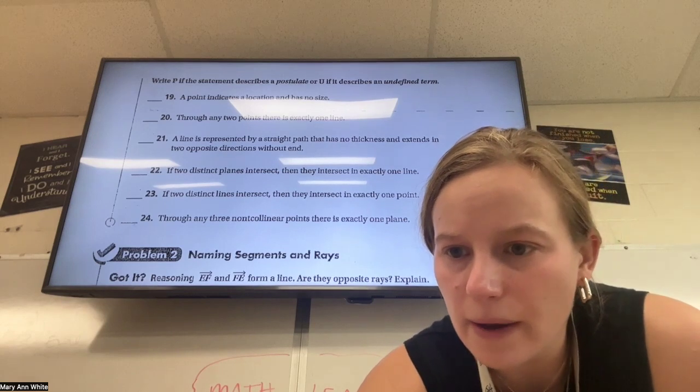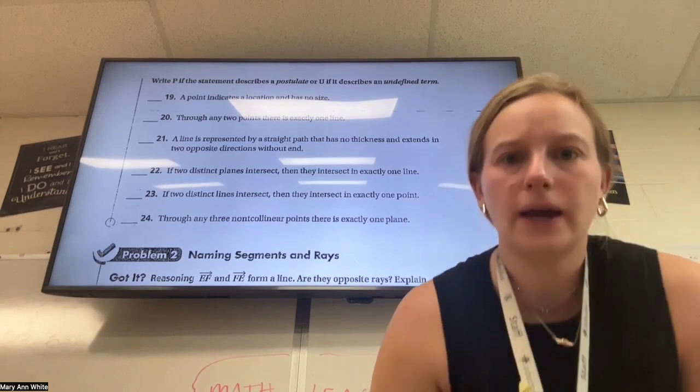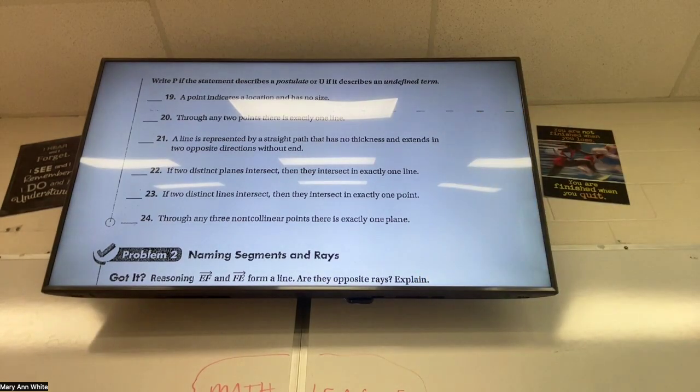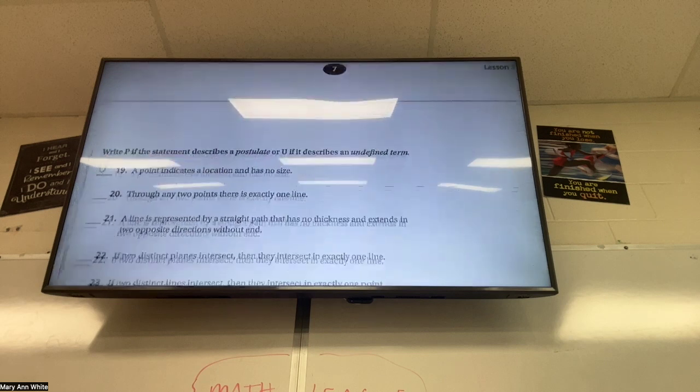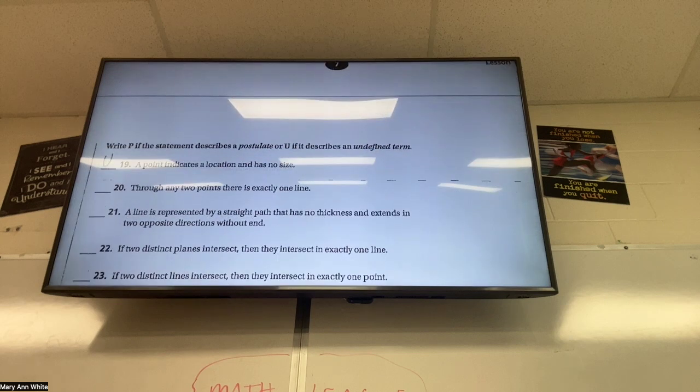All right, you guys ready to talk about this? Okay, here we go. All right, looking at number 19, what do we think? A point indicates a location and has no size. Is it one of the postulates, the P postulates that we had up here? No, not exactly, so it doesn't count. What about number 20? Through any 2 points, there's exactly 1 line. P, there we go. That's one that we should know.